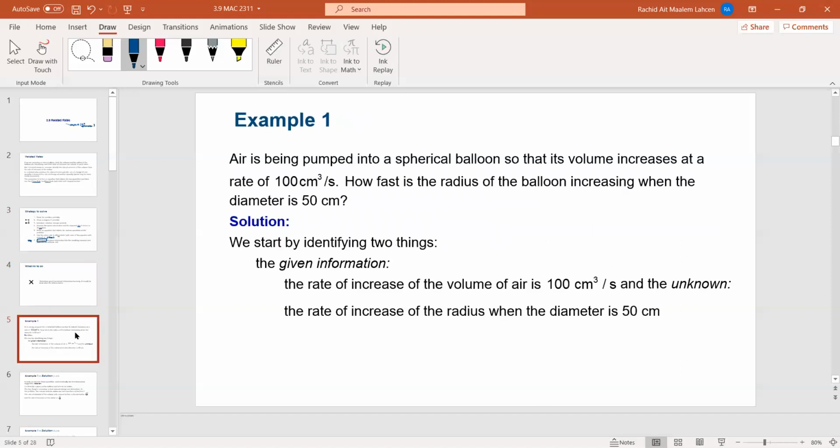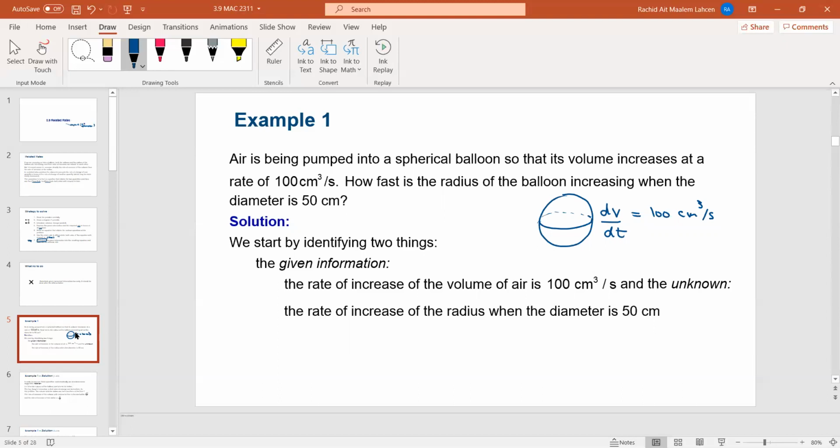So here is an example. Air is being pumped into a spherical balloon, so let's say you have a spherical balloon, and its volume is increasing at a rate of 100 cm³ per second. When we say centimeter cubed per second, it's not a volume, it's the rate of increase per time, which is what we talked about before, the rate of change. It's like the slope, right? So it is the rate of change here. It is increasing, so it's positive.